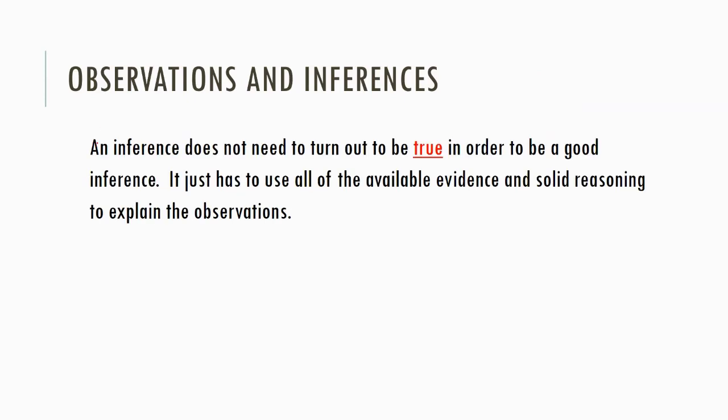So now that we've talked about this, let's talk about inferences with a little bit more detail. The important thing about inferences is that they don't need to turn out to be true in order to be a good inference, just like we saw with our last example. It just has to use all of the available evidence and some solid reasoning to explain the observations.